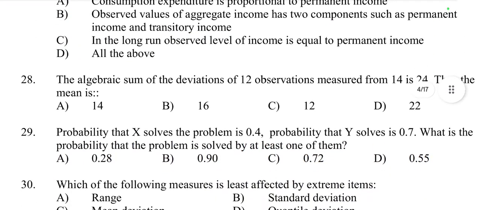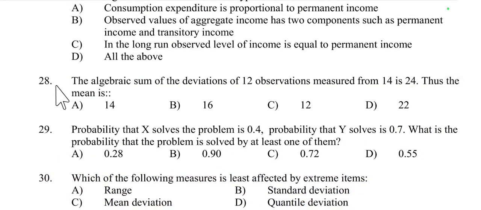Then question number 28: the algebraic sum of the deviations of 12 observations measured from 14 is 24. What is the mean? Given the algebraic sum of the deviations of 12 observations measured from 14 is 24, we can use this information to determine the mean.